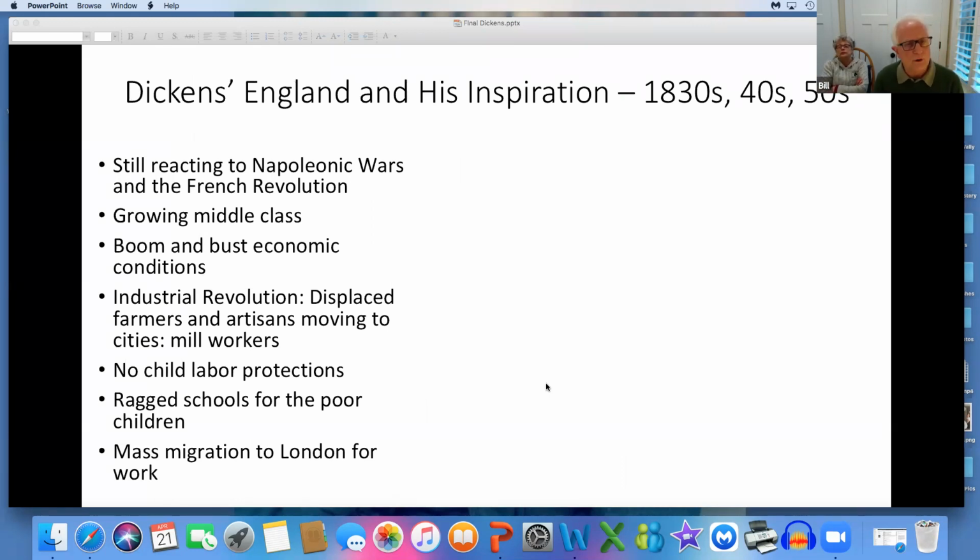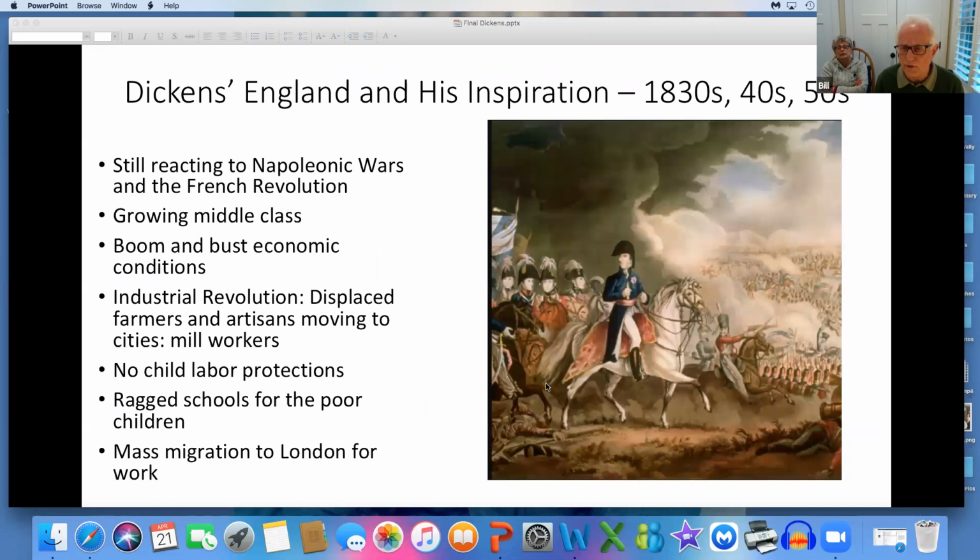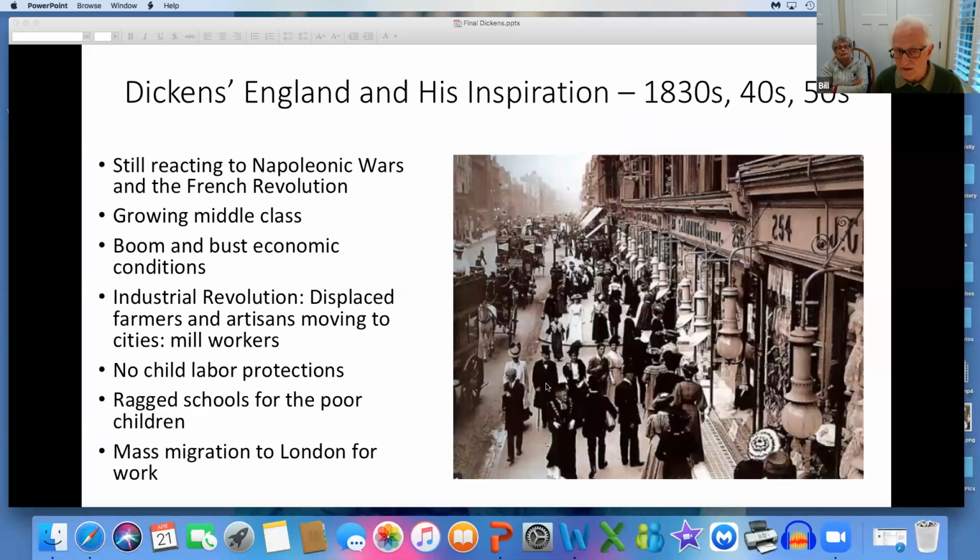So what was going on with Dickens in England at this time? Still reacting to the Napoleonic Wars and the French Revolution. Don't forget, in 1790, they were chopping off heads in Paris. The French Revolution had a big impact on England. But there was money around in the 30s and 40s. The middle class was growing. They were wanting to, as I said before, emulate the upper class. But there were boom and bust times.